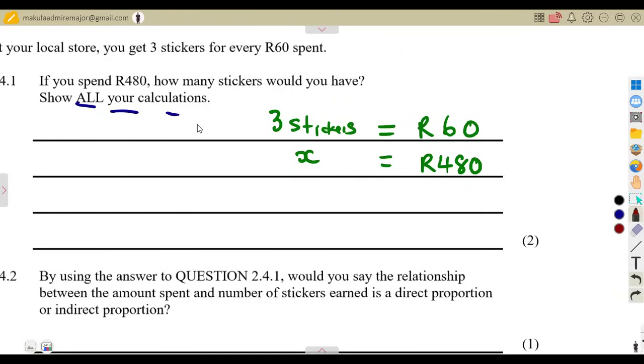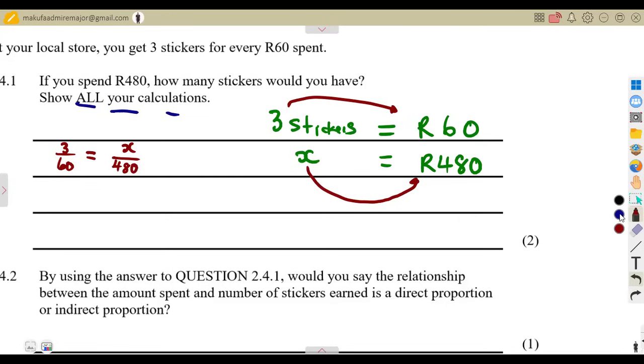As long as you are formulating an equation from there, I can formulate an equation like this: 3 over 60 is equal to, since I took this side 3 over 60, I'm going to take it also this way, the first to the last. It is equal to x over 480. So I formulated an equation where I can solve for x.